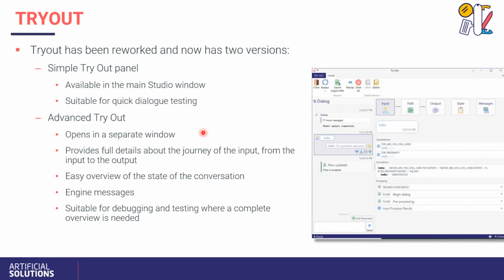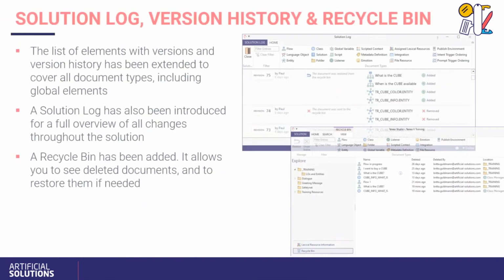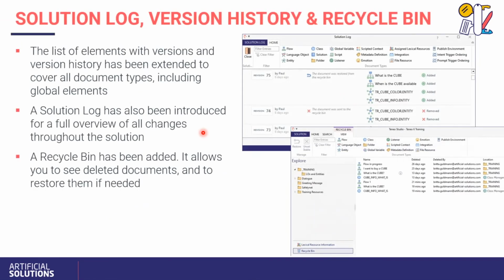Okay, so solution log, version history, and recycle bin. The solution log, we already saw that this is where you can see everything that happened in the solution, everything that was changed, who it was changed by, when, etc. You can filter down to really any change. It's not just the smallest detail, but really any change will appear here in the solution log. So you can always go back and see when the change happened, etc., and find out if you need to revert it or whatever.